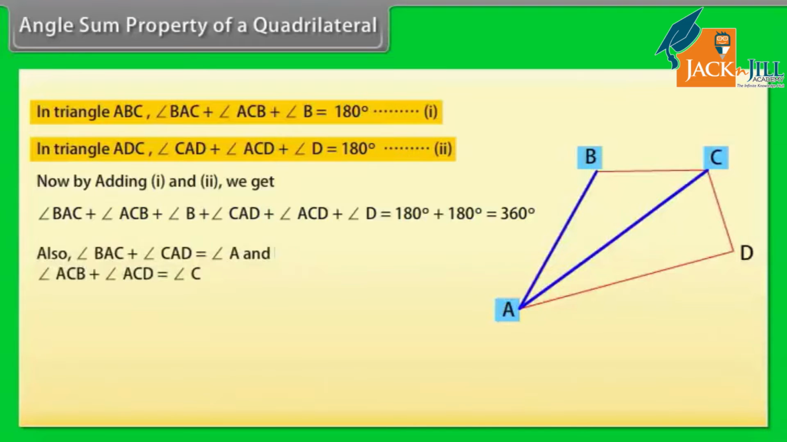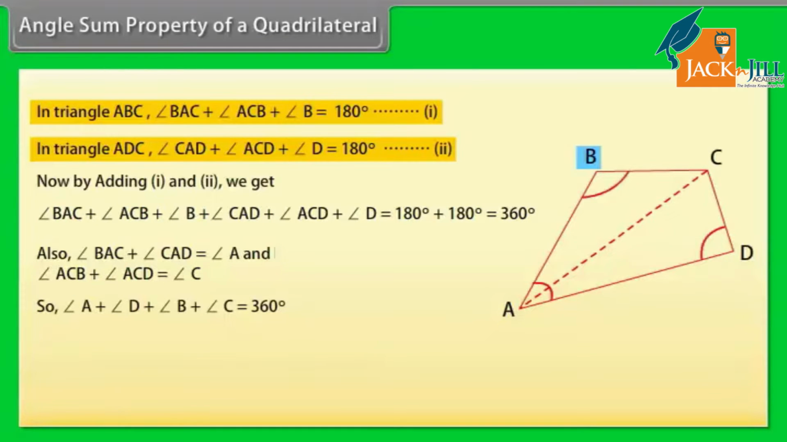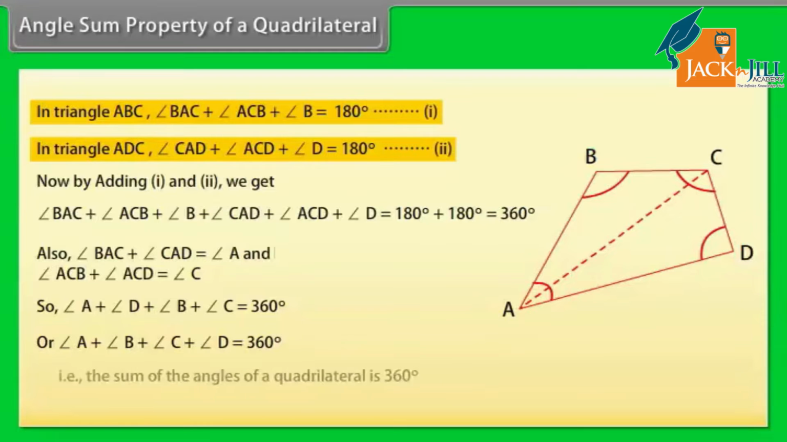Also, angle BAC plus angle CAD is equal to angle A, and angle ACB plus angle ACD is equal to angle C. So, angle A plus angle D plus angle B plus angle C is equal to 360 degrees. Or, angle A plus angle B plus angle C plus angle D is equal to 360 degrees. That is, the sum of the angles of a quadrilateral is 360 degrees.